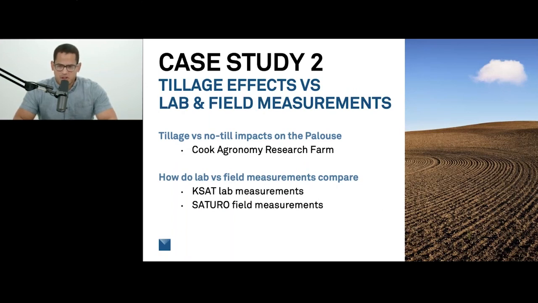Now let's jump to our second case study. Here we're looking at tillage effects in the Palouse, and we were looking at two things. We wanted to look at lab and field measurements and see if they differed, but also at no-till versus tillage effects on soil hydraulic properties. Fortunately, we were able to do this at the Cook Agronomy Research Farm. To make these measurements, we used the KSAT device in the lab, with core samples, and we used the SATURO in the field to make the field hydraulic conductivity measurements.